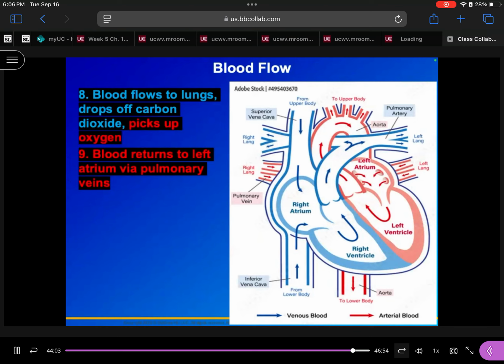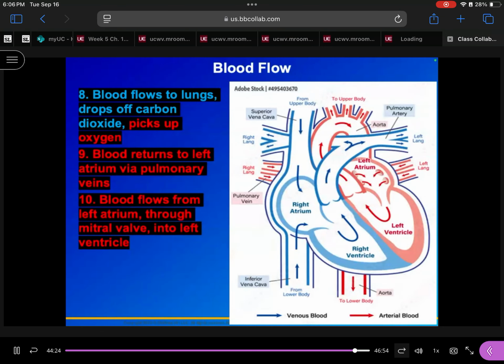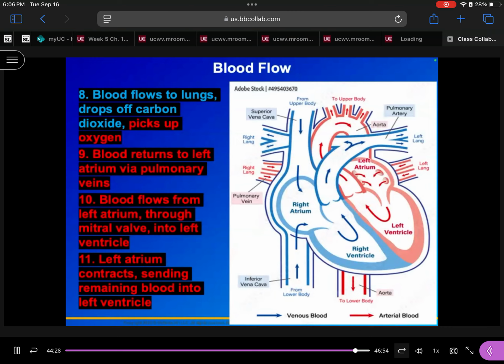We drop off carbon dioxide. Oh, and then we change colors. So it's going to pick up oxygen and we are then a more reddish color. Blood is going to return to the left atrium by what? Four pulmonary veins. Very good. They're paired on each side. And then the blood is going to flow through the mitral valve into the left ventricle.